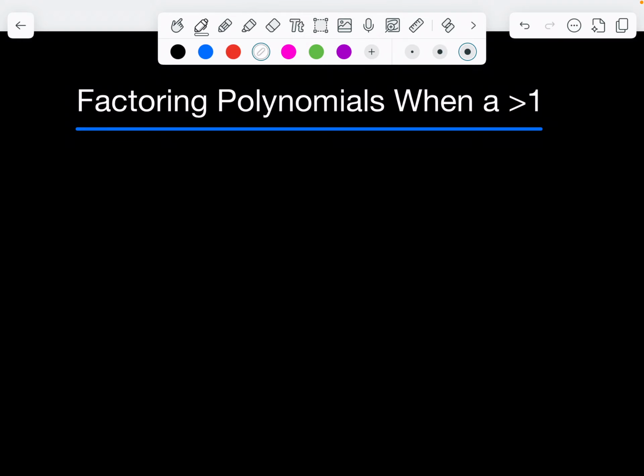Hey everyone, welcome back. Today we're going to be looking at a special type of factoring trinomials when a is greater than 1. This means that the coefficient in front of the x squared is no longer 1, it is greater than 1. So we need a different strategy to do this than we used when a was equal to 1. So let's go back in time real quick and look at a problem when a was equal to 1, and let's compare it to a problem when a is not equal to 1.